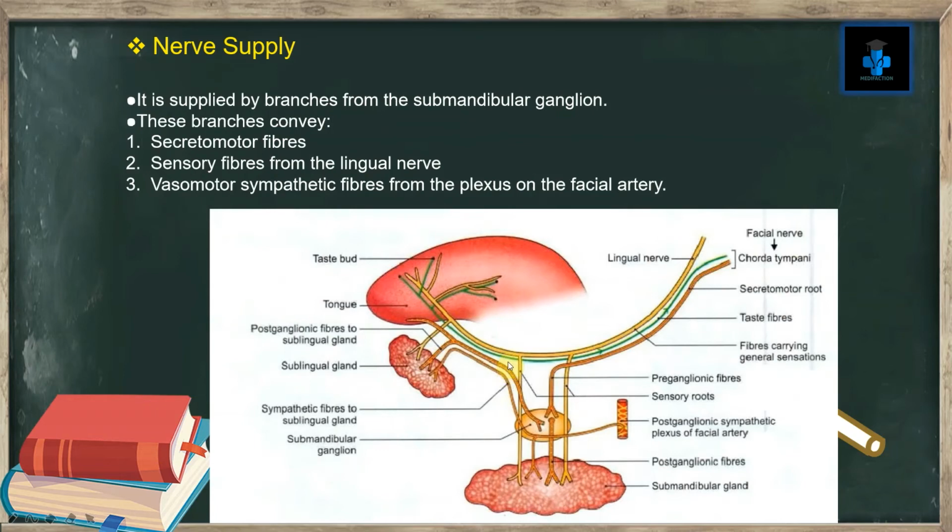Nerve supply. It is supplied by branches from the submandibular ganglion. 3 branches convey here. First is secretomotor fibers. Number 2 is sensory fibers from the lingual nerve. This right here is the lingual nerve and this right here are its sensory root. Third one is vasomotor sympathetic fiber from the plexus on the facial artery.